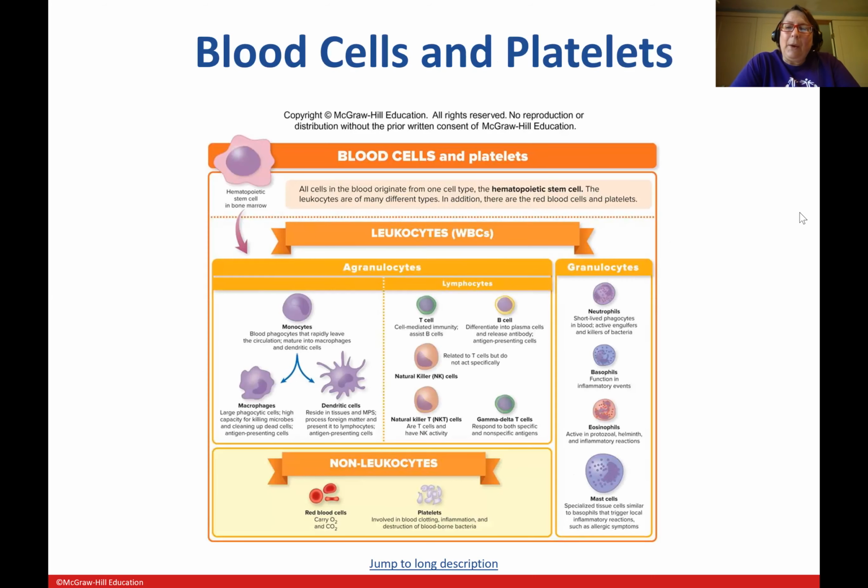Okay, so I want you to spend a little bit of time looking at this diagram in your book, okay, and sort of following all of the different pathways into the different types of white blood cells mostly, okay?